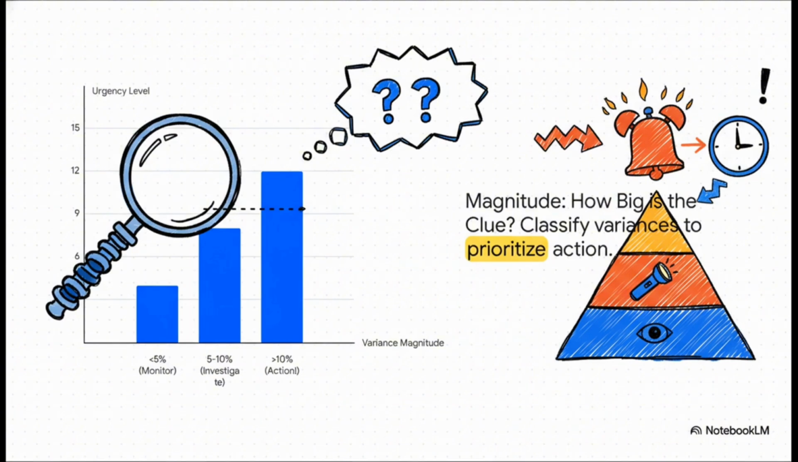But here is a really important point. You can't chase down every single tiny clue. You'll go crazy. You have to prioritize based on materiality, which is just a fancy way of saying how big the clue is. A really small variance, say under 5%, you probably just need to keep an eye on it. But a variance over 10%? Whoa, that's a 5-alarm fire. That requires immediate action. This is how you focus your energy where it actually matters the most.